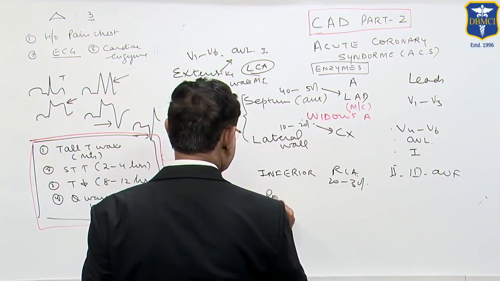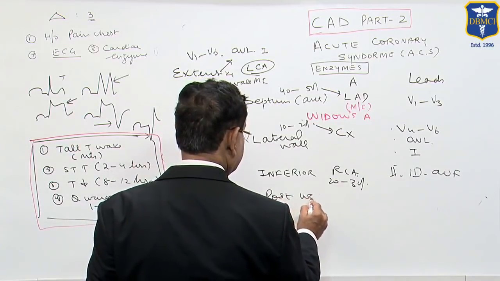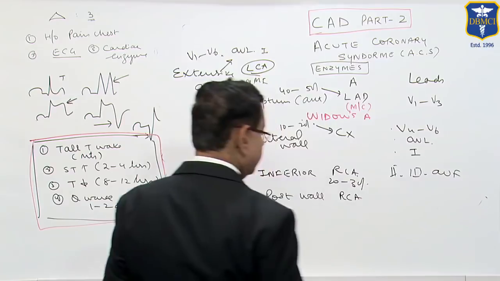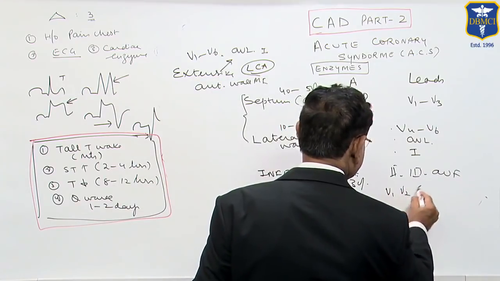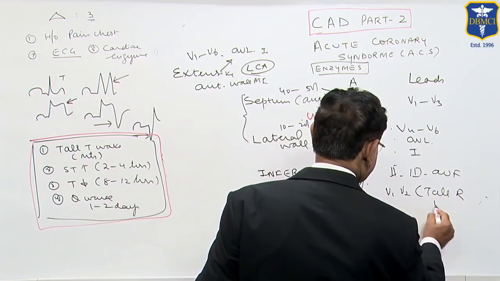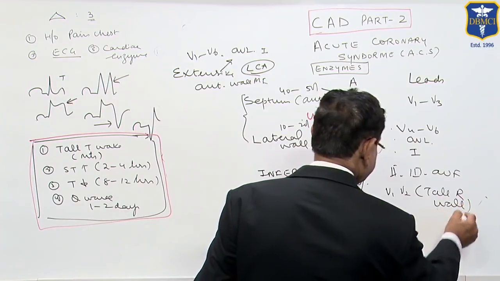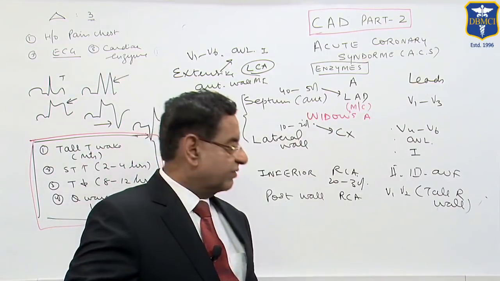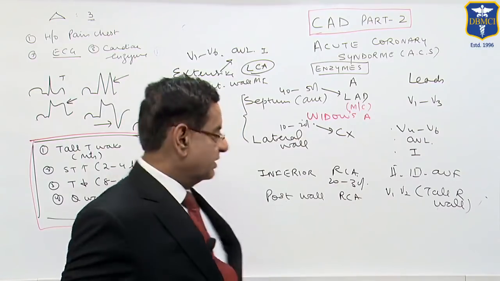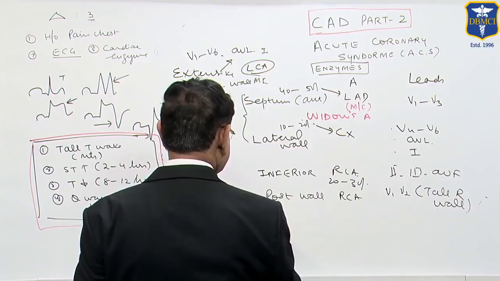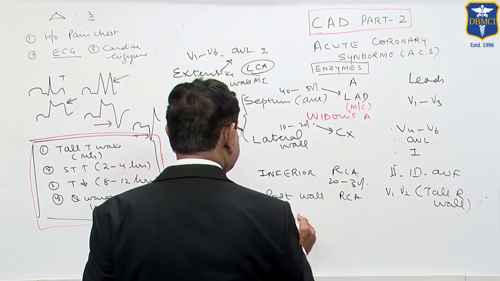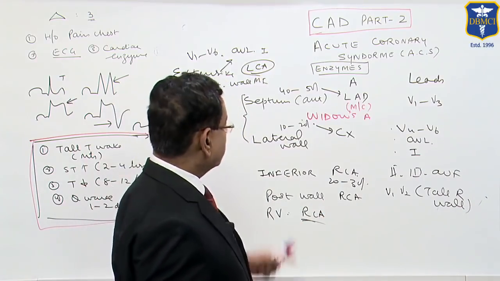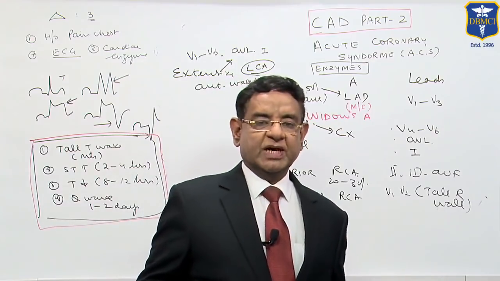Posterior wall is again by right coronary artery, and this we see in V1, V2 where we get tall R wave. The height of the R wave is more than the depth of the S wave. Tall R wave is a reciprocal change. And the right ventricle is supplied by again right coronary artery. Got it? So now we are clear about what leads are seeing which areas.